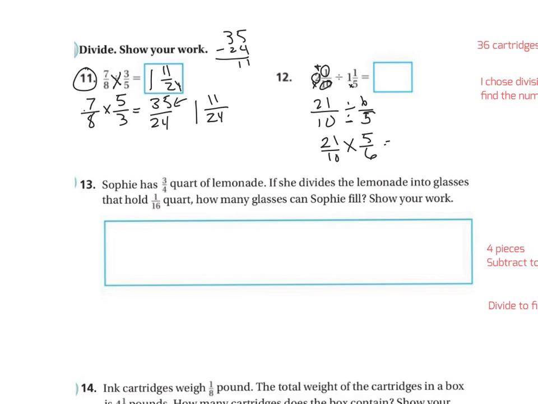I'm going to look to see if I can reduce or simplify before. So I'm going to look at my crosses. 21 and 6, I can't, well, actually I could do something about it. 3 goes into 21 7 times, and 3 goes into 6 2 times. Now my 5 and my 10, I know 5 goes into 5 1 time. 5 goes into 10 2 times. So now I have 7 times 1, which is 7, and I have 2 times 2, which is 4. Again, the top number is bigger. So 4 goes into 7 one time with 3 left over. So I get 1 3/4.